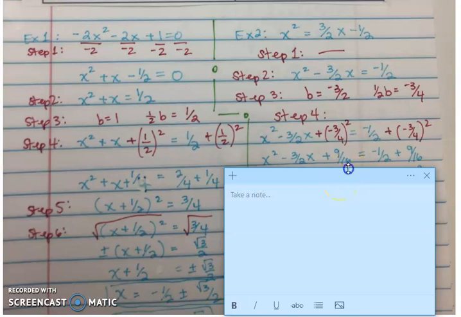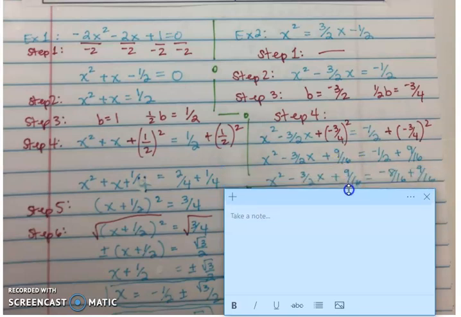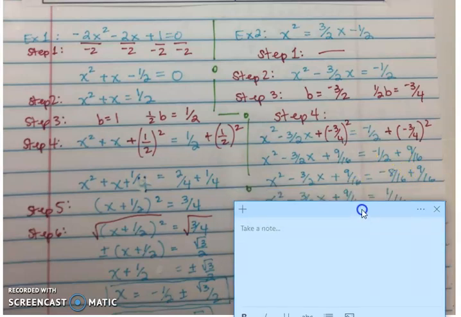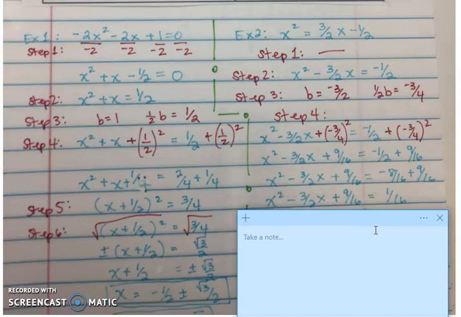Oh, this said we are on step 4. I went ahead and got a common denominator for my right side so that I can add my negative 1/2 and my 9/16 together. Negative 1/2 is the same thing as negative 8/16. So I'm going to add those to get a 1/16. We're now ready to do step 5, which is to factor this into a perfect square.